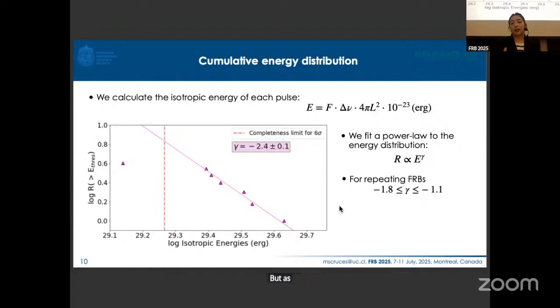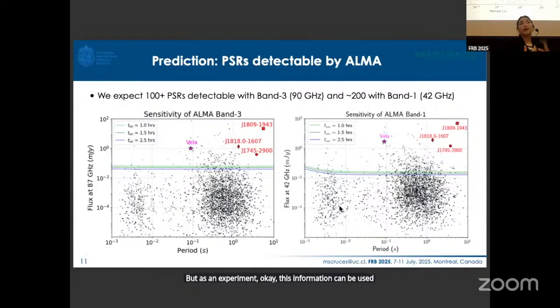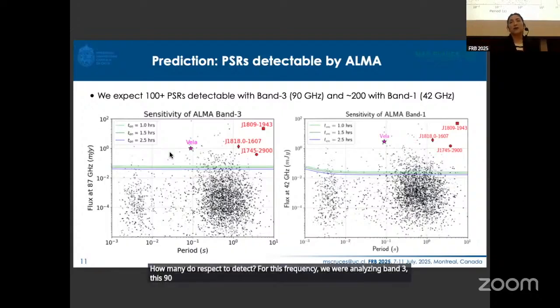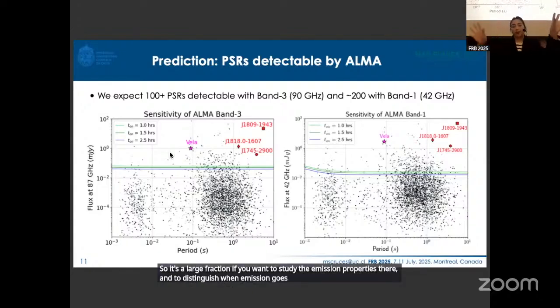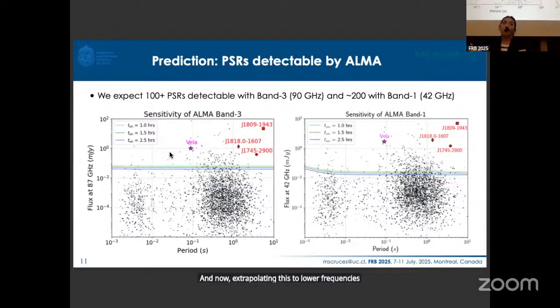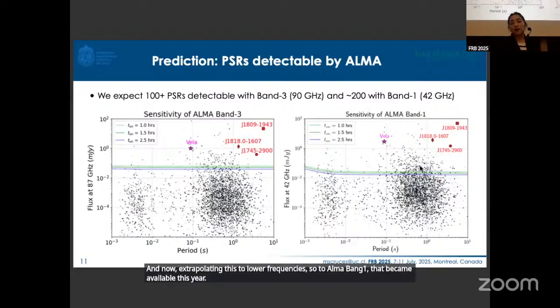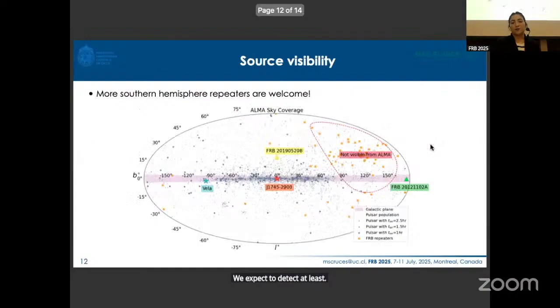But as an experiment, this information can be used, because now we can extrapolate: if the sources in this frequency range have a similar spectral index, how many do we expect to detect? For this frequency we were analyzing, band 3, this 90 gigahertz, we expect that roughly 100 pulsars should be detectable. So it's a large fraction if you want to study the emission properties there and to distinguish when emission goes from coherent to incoherent. And now extrapolating this to lower frequencies, to ALMA band 1 that became available this year, we expect to detect at least 200 sources.